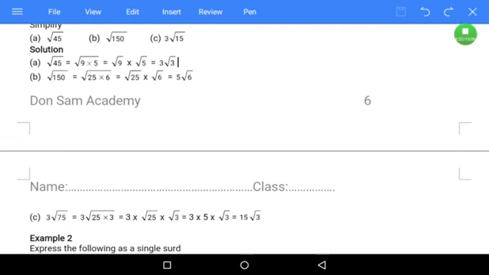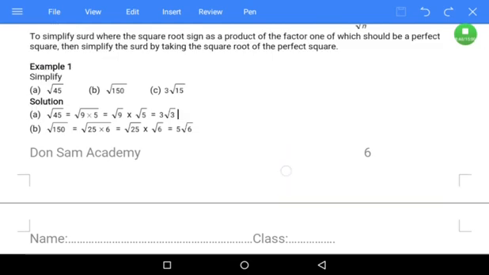Now for root 150, 150 can be expressed as 25 times 6. Now 25 is a number that has a whole number square root, so that can be simplified further as what? Root 25, which is 5, and root 6 can't be simplified further, so you have your answer as 5 root 6. Now how do you do this?